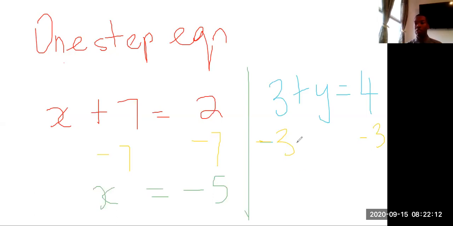So 3 minus 3 is 0. So it's going to be 0 plus y. So I'm left with y equals 4 minus 3, which is 1. So my answer is 1. I'm going to let that sink in for about 10 seconds. If you have a question, please throw it in the chat. This is being recorded as well, so you will be able to go back and watch it.